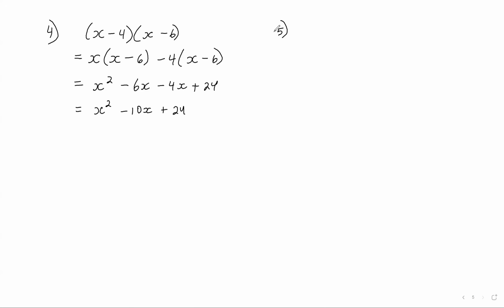So we have (2x + 3)(x + 2). So again, the same rule. Take the first term from the first bracket, multiply it by the full second bracket. Take the second term from the first bracket, keeping the sign of it, so plus 3, times the second brackets. And now we expand.